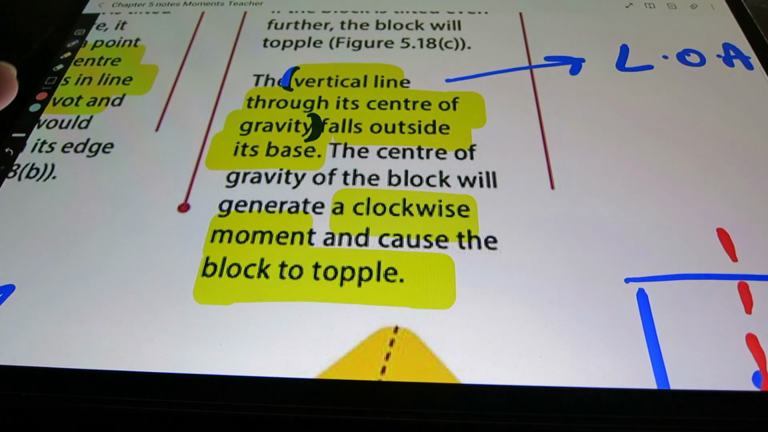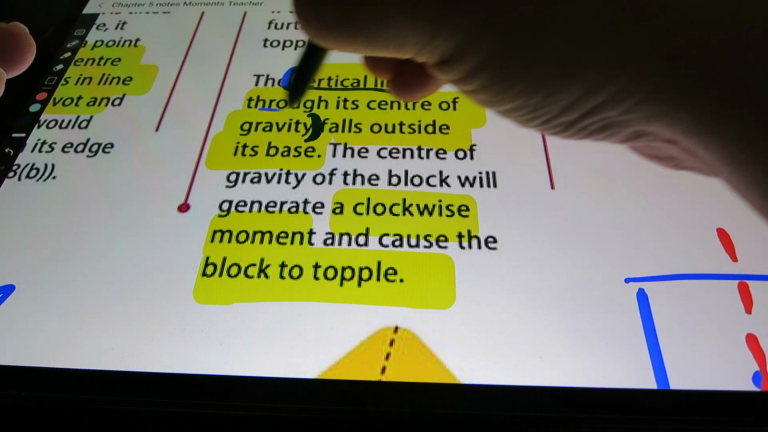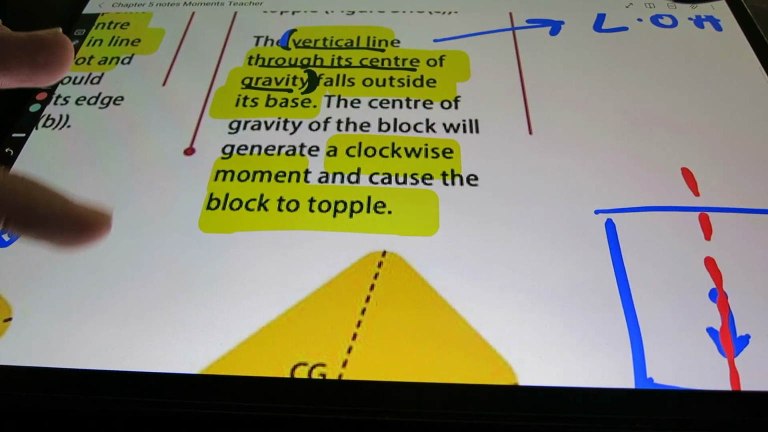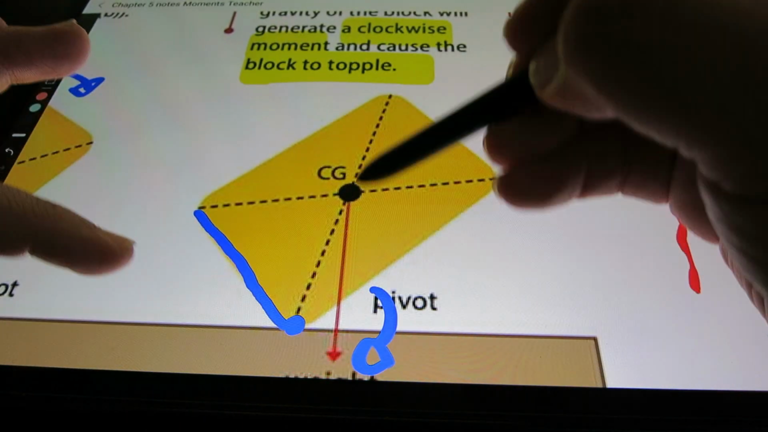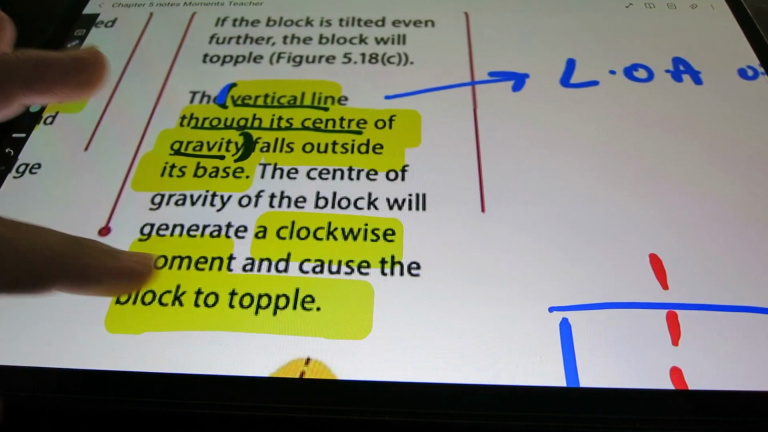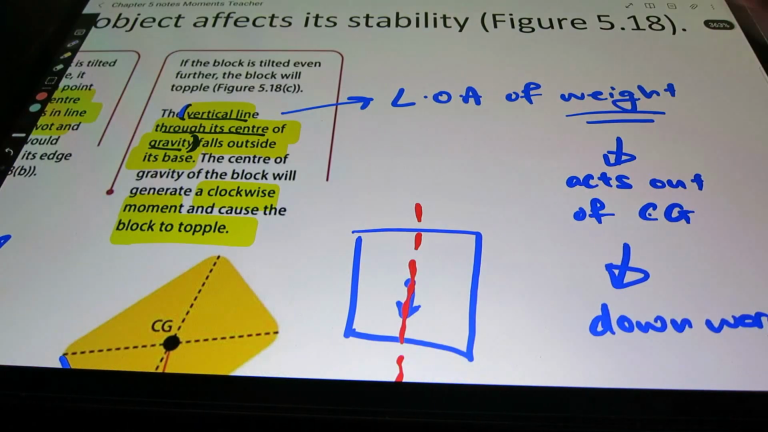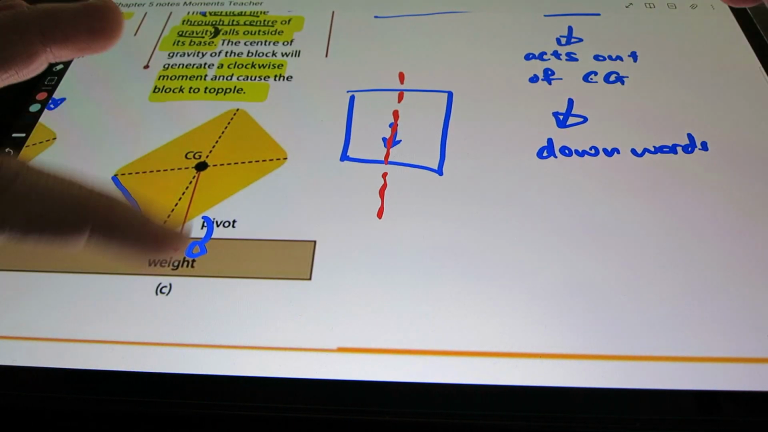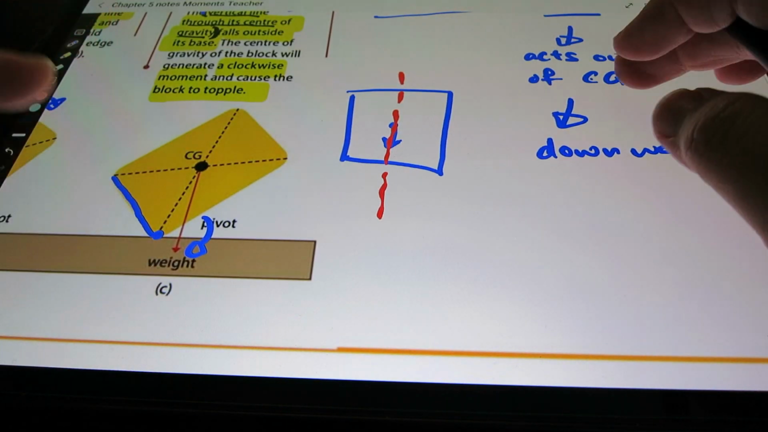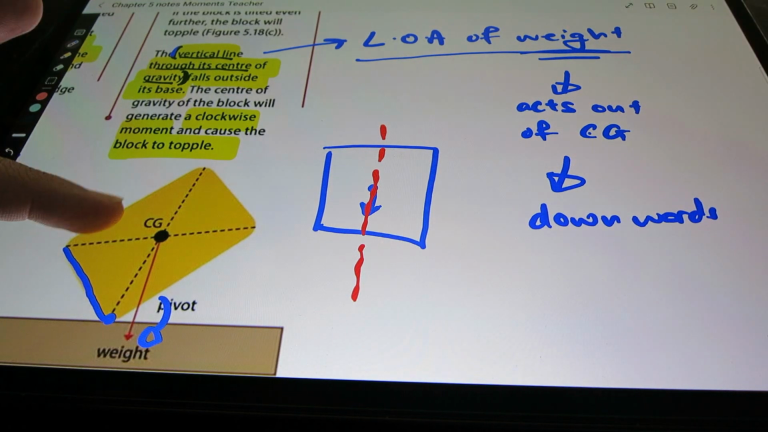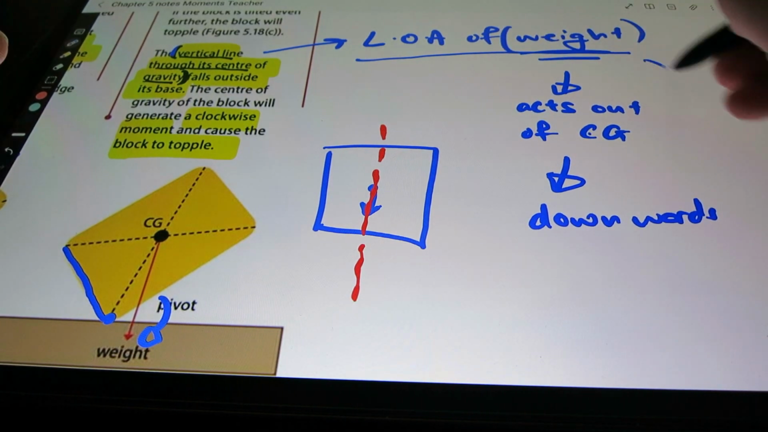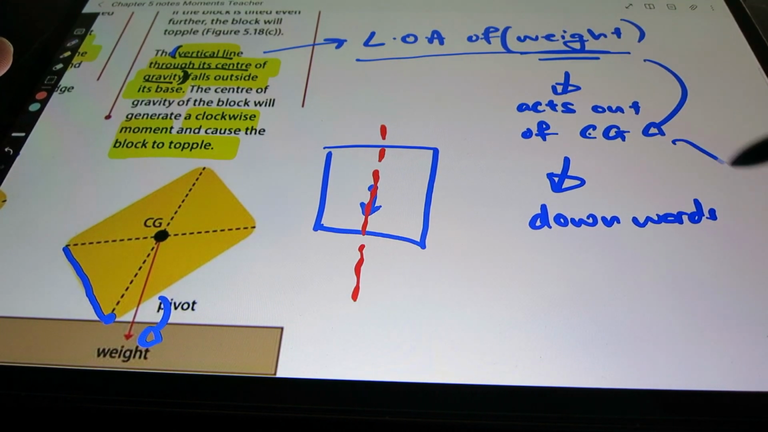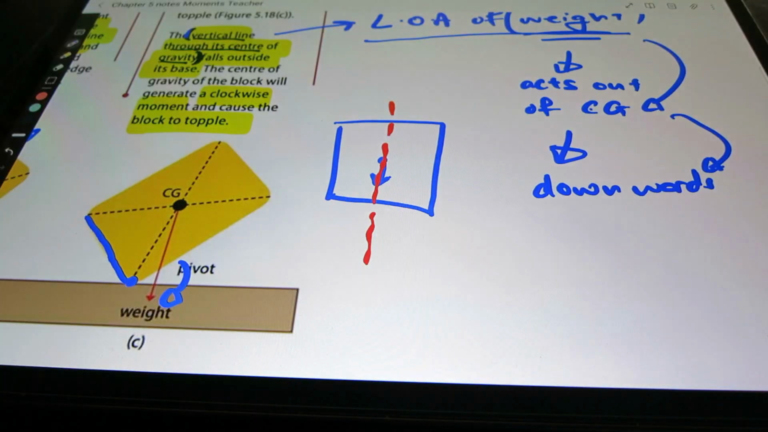Now, you can use the term vertical line through its center of gravity. This vertical line through its center of gravity just means the weight line here. Or you can also use the line of action of the weight. The line of action of the weight is the same thing as the vertical line through the center of gravity. Alright, we say it's the same because the weight acts out of the CG and it acts downwards. So it's actually talking about the same thing.